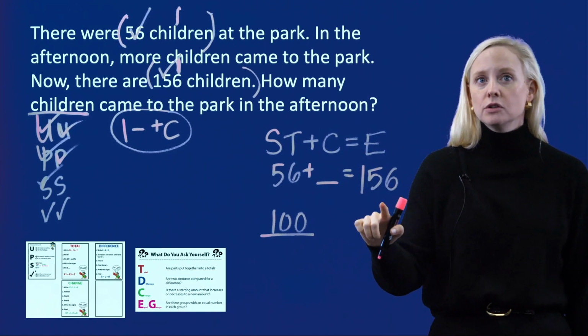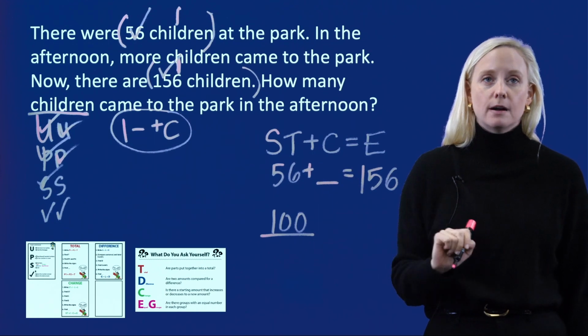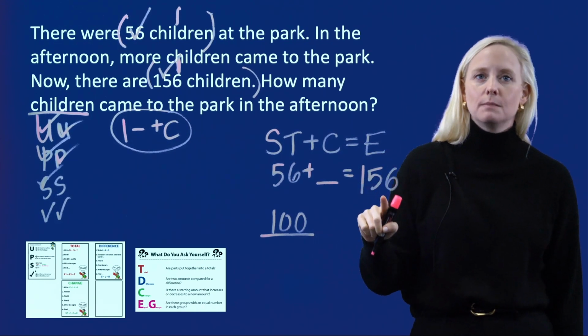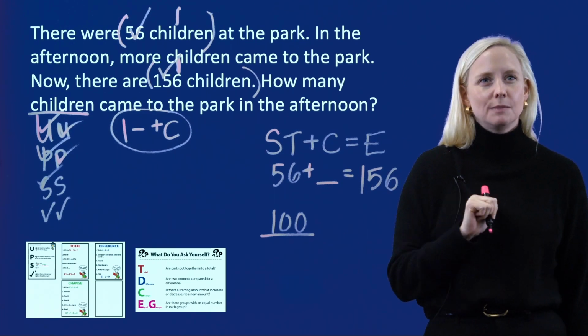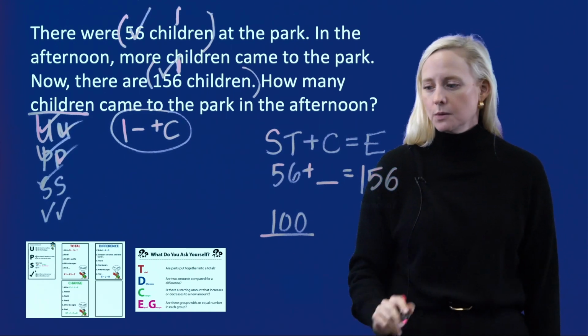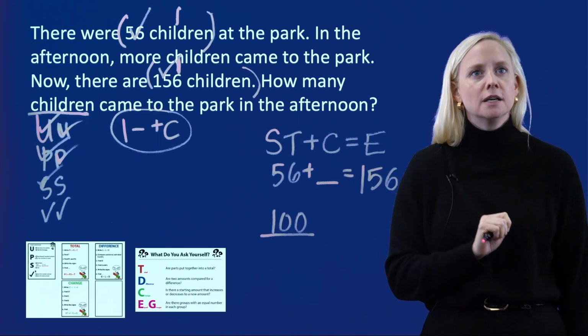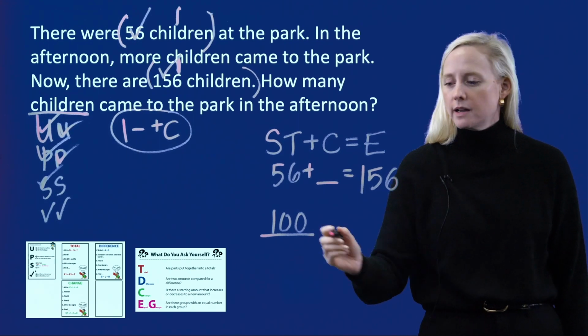Here, if you wanted to, your students could subtract to find our missing change amount. Because if we added these two numbers, it wouldn't make sense for our change amount to be greater than our sum because we're dealing with whole numbers. But here I know the mental math. 56 plus 100 plus 100 equals 156.